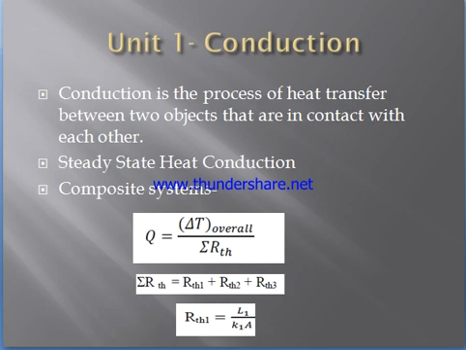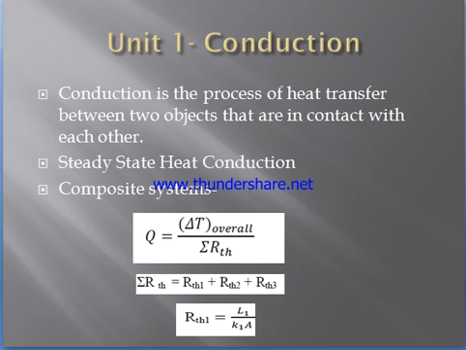This is due to conduction. In this unit, we will be studying two types of conduction, that is steady state heat conduction, and another one is transient heat conduction, or in other names, unsteady state heat conduction. In steady state heat conduction, we will be studying about composite systems. The general formula for it is Q is equal to del T by R. This formula you can take from your data book.